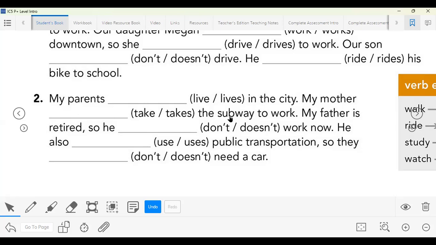So, Mrs. Medrano, can you help me with number 2?